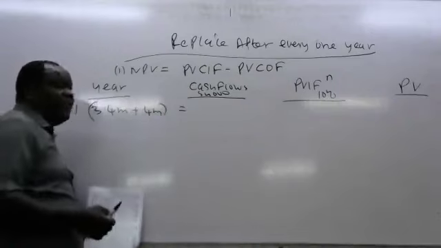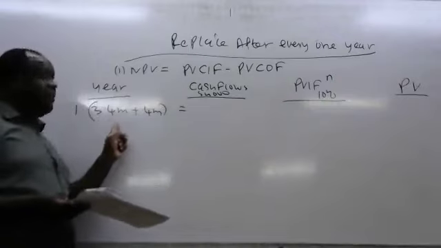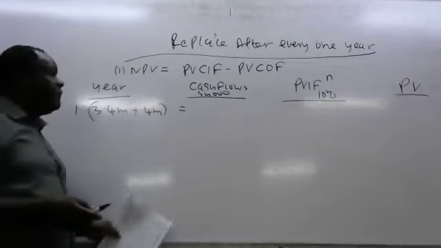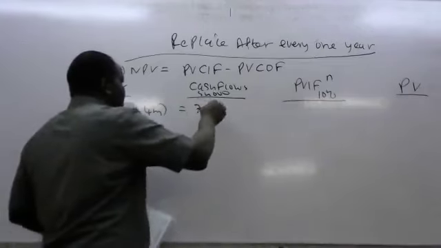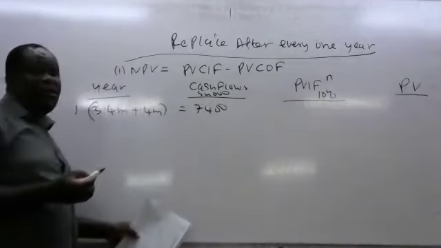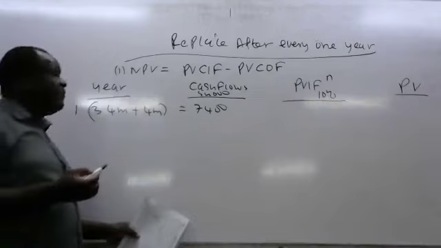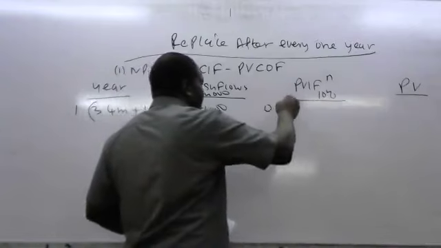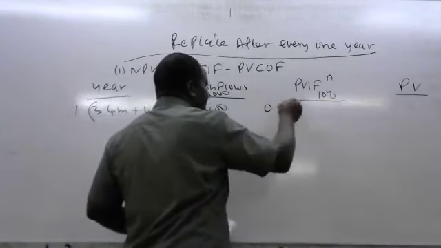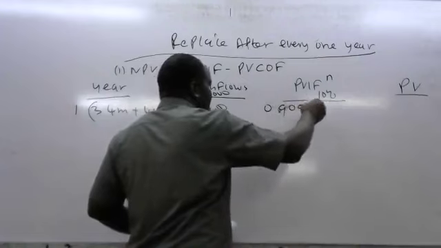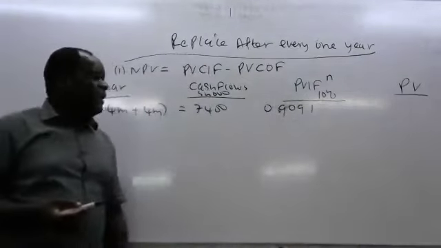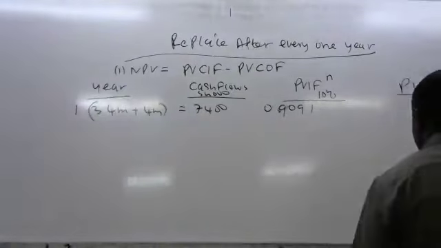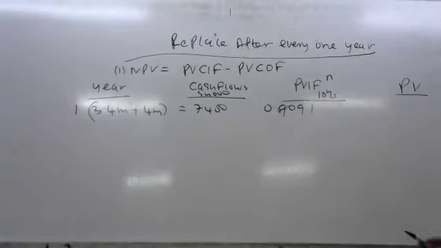So total cash flows in year 1. After receiving the 3.4 million, you sell the asset to get 4 million. So that total cash inflow will be how much? 7.4 million. Then also now confirm in the first table, what is there as 10% in year 1? 0.9091. So multiply the 7,400 by 0.9091 to give us the present value in year 1.